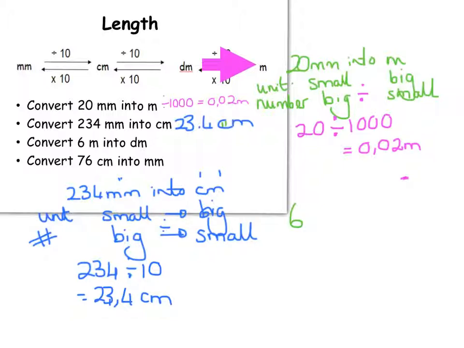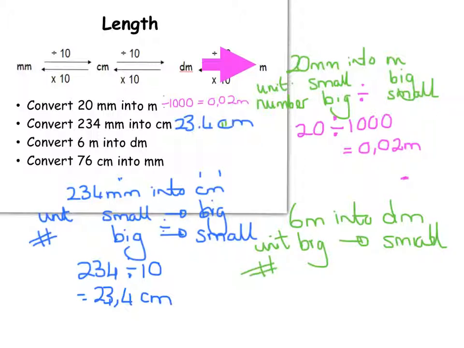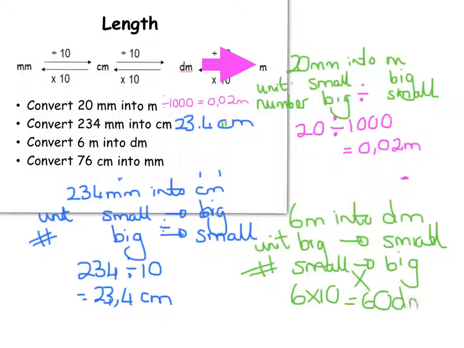Let's look at another example. I'm going from 6 meters into decimeters. Well, meter is approximately a step, and a decimeter is 1/10 of that. So a meter is big when I compare it to a decimeter, which is small. The number will therefore go from small to big. How do I do that? I multiply. So I take 6 and I multiply it by, hopping along here from a meter to a decimeter, between meters and decimeters I have got 10. So I'm going to multiply by 10 and that will equal 60 decimeters.